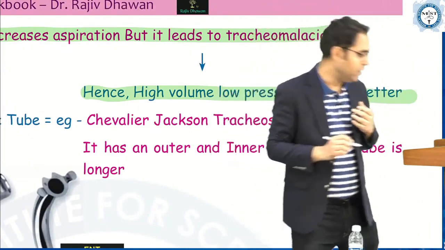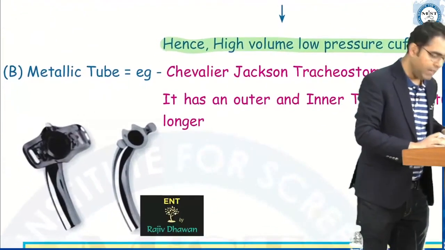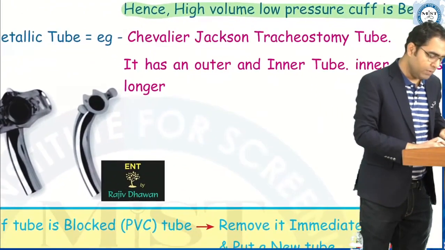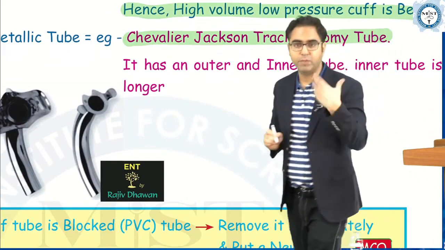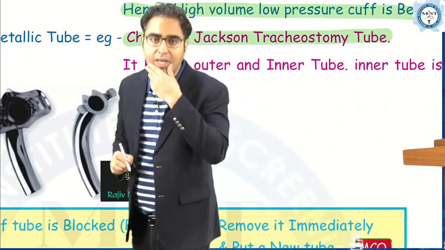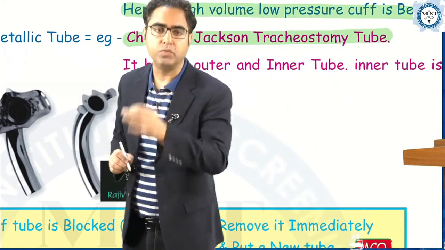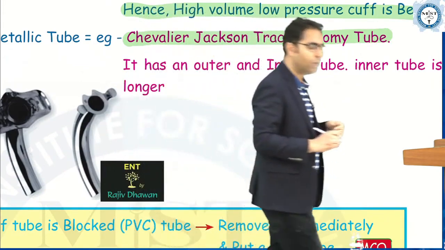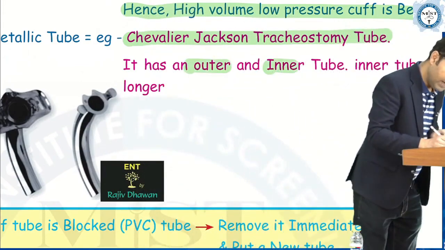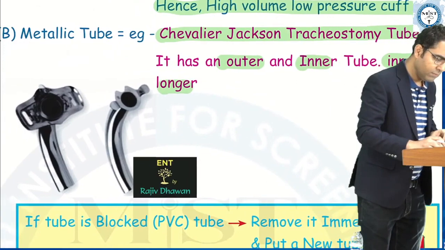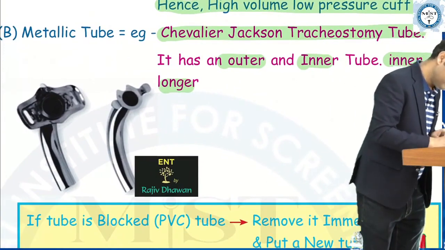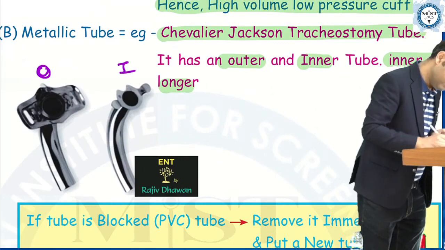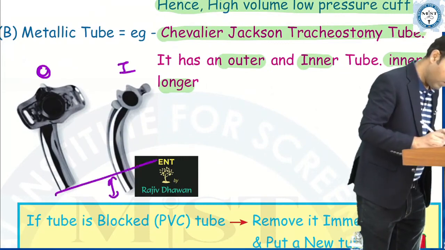Am I clear? Fine. Now, next one is B, metallic tube, beta. Metallic tube example is the Chevalier-Jackson tracheostomy tube. Everybody speak with me one time. Okay, Chevalier-Jackson tracheostomy tube, beta. It has two tubes, outer tube and inner tube. This is the outer tube, inner tube, and inner is longer, beta.